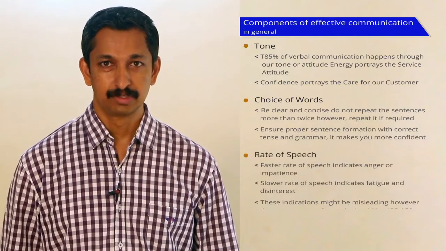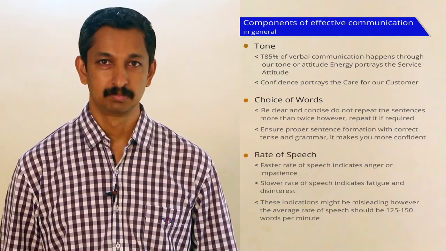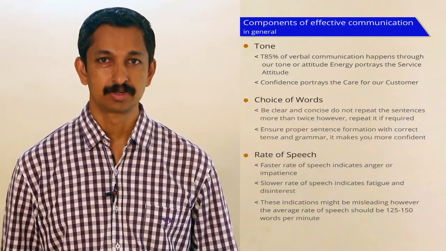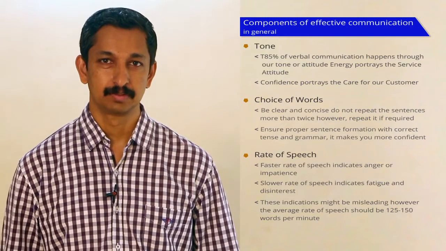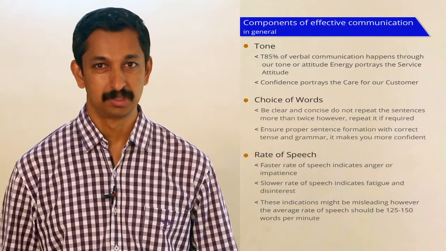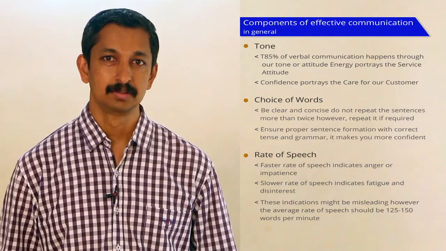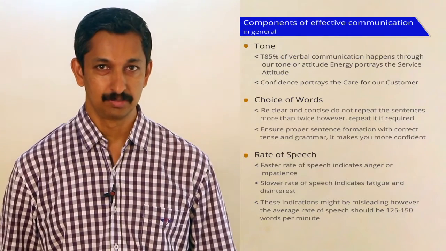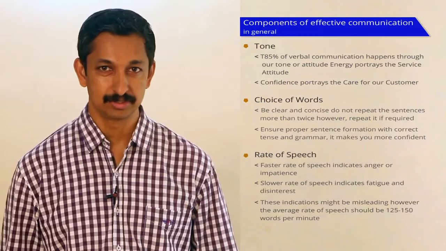The rate at which you speak. If you speak very fast, it probably depicts that thoughts are confusing. If you speak too slow, it might imply that you're not really interested in the topic, and so you're deliberately slowing down the conversation. These are the key things that you have to keep in mind. Tone of speech, the rate at which you speak, and effective use of the body language and gestures, facial gestures.